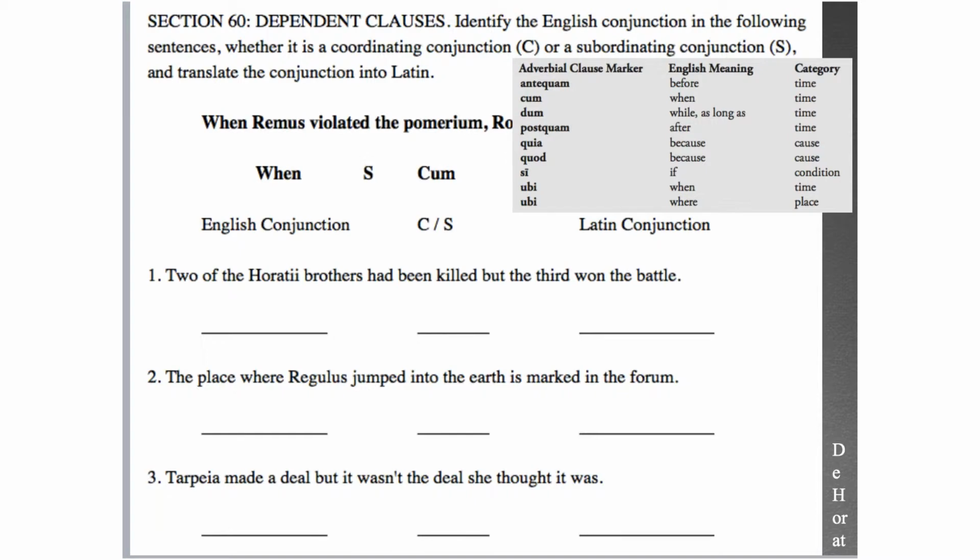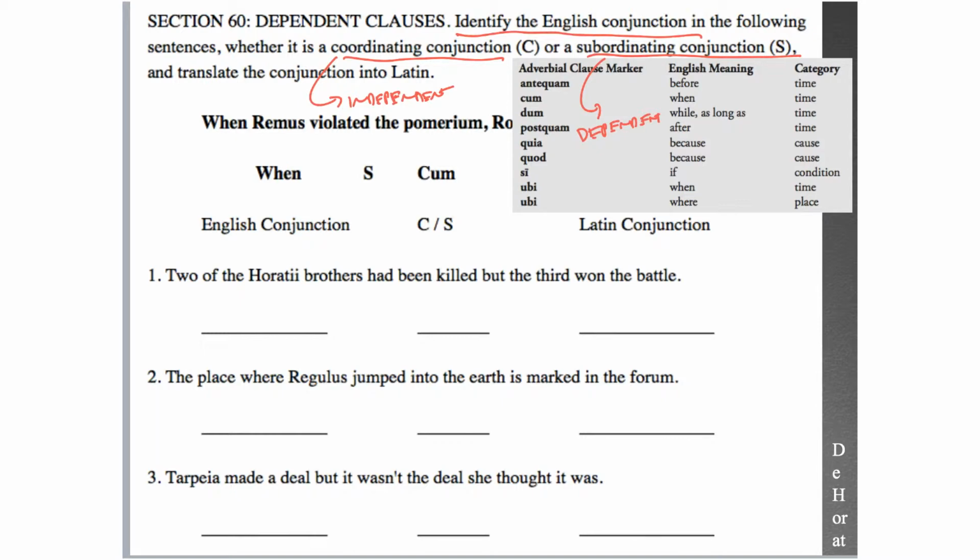All right, so in this exercise, we're going to identify the English conjunction, all right, and then a coordinating conjunction or a subordinating conjunction. And coordinate and subordinate are just different words for independent and dependent. So coordinate is the same as independent, i.e. it can stand by itself, and subordinate is the same as dependent, i.e. it cannot stand by itself.